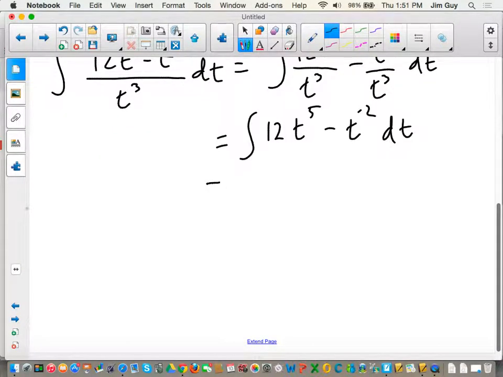So now I get the antiderivative, add 1 to the exponent and divide, so I'm going to get 2t to the 6th. If I add 1 to negative 2, what do I get? Negative 1, right? Be careful, not negative 3. So I'm going to divide by negative 1, so it becomes plus t to the negative first plus c.